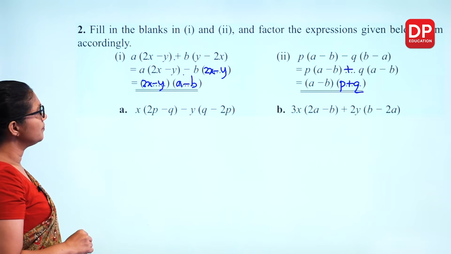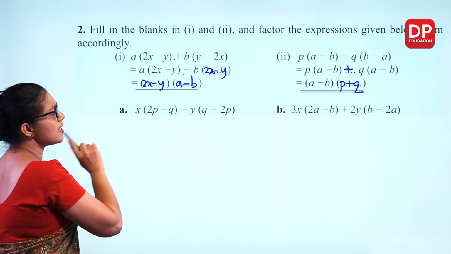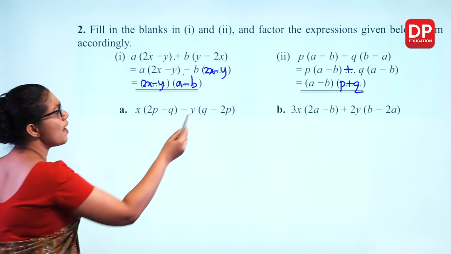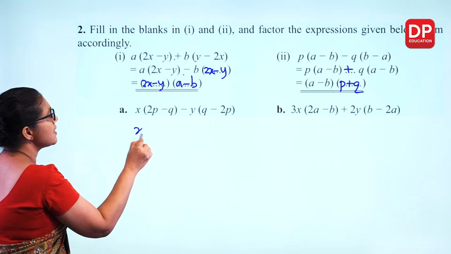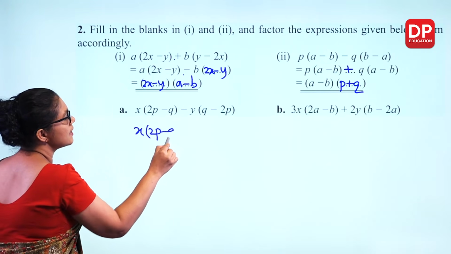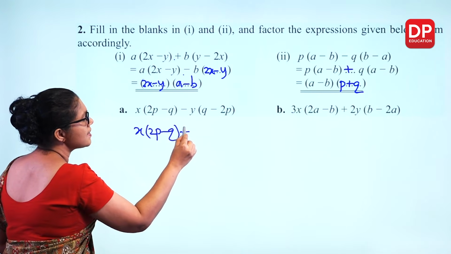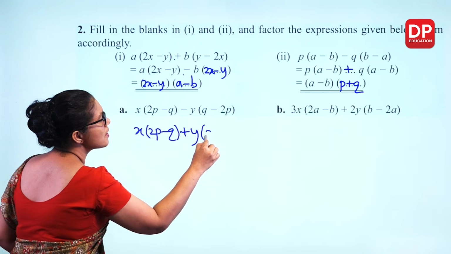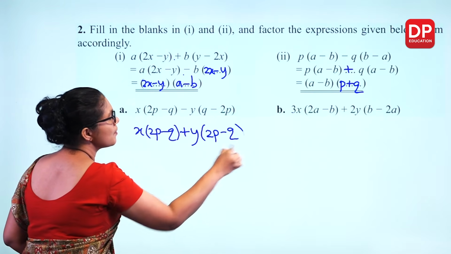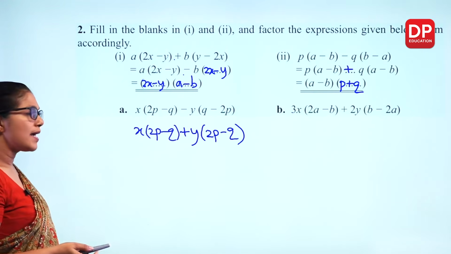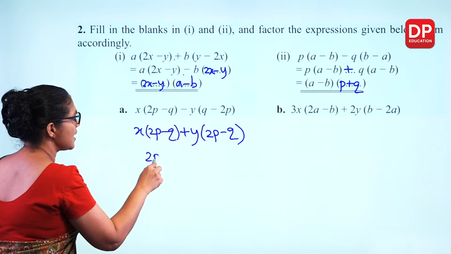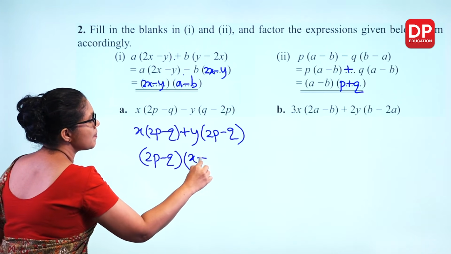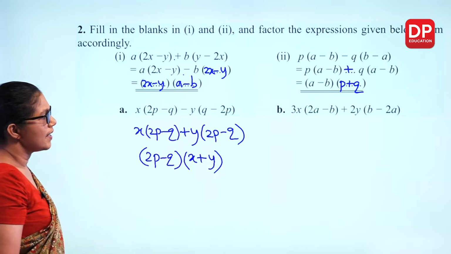In this question, 2p minus q, but here q minus 2p. So what we have to do? You have to switch. So we'll write it again. We'll take plus y and then switch the two terms, 2p minus q. Now we can see 2p minus q is common, take it out. What's remaining? X plus y.